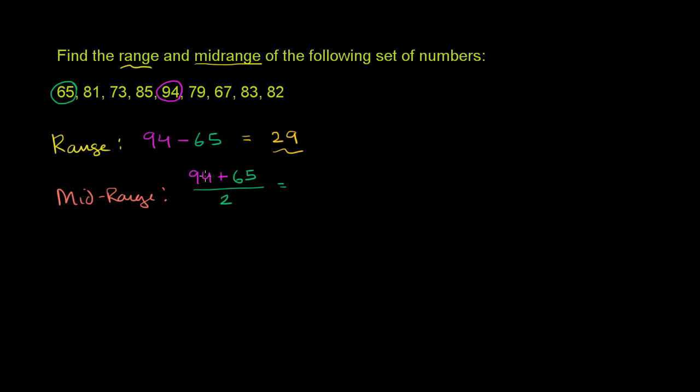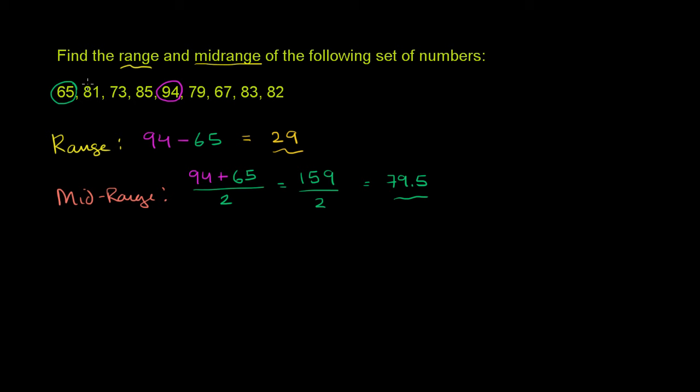So this is going to be what? 90 plus 60 is 150. 150 plus 4 plus 5 is 159. 159 divided by 2 is equal to 150 divided by 2 is 75. 9 divided by 2 is 4.5, so this would be 79.5.